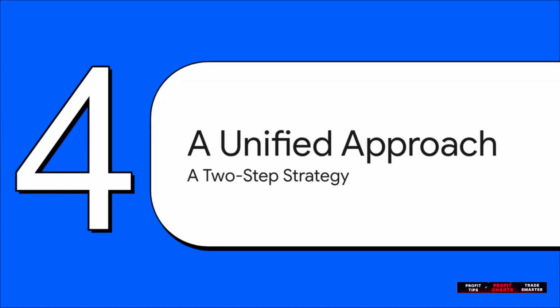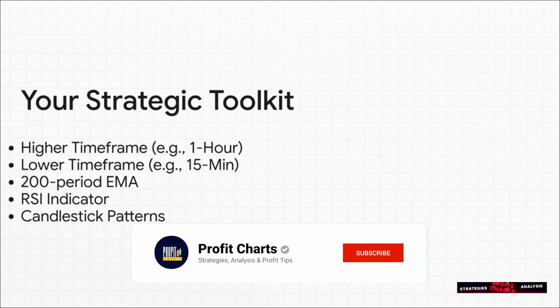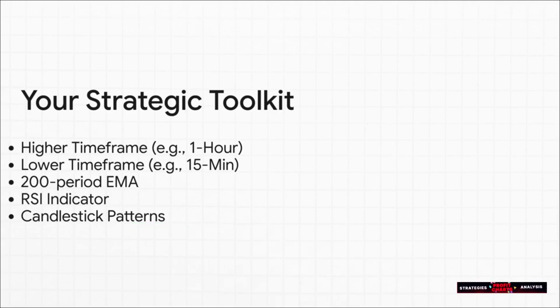So, we have these two powerful signals, one for reversals, one for continuations. How do we actually put them to work together? This is where we go from just theory to a really practical, powerful strategy. Here are the tools you're going to need. It's pretty simple, really. Two time frames, like a 1-hour for the big picture and a 15-minute for your entry. The 200 EMA to give us a quick read on the overall trend. Of course, our RSI indicator, and finally, some basic candlestick patterns for that final confirmation.